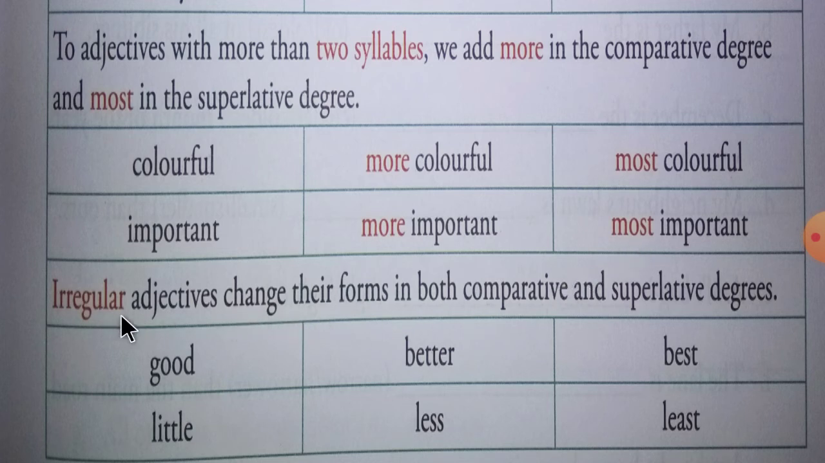Then, irregular adjectives change their forms in both comparative and superlative degrees. Means totally they change in comparative and superlative. For example, good, better, best. Then little, less, least. So now it's time to write. So point number 5. Write it with me, okay?